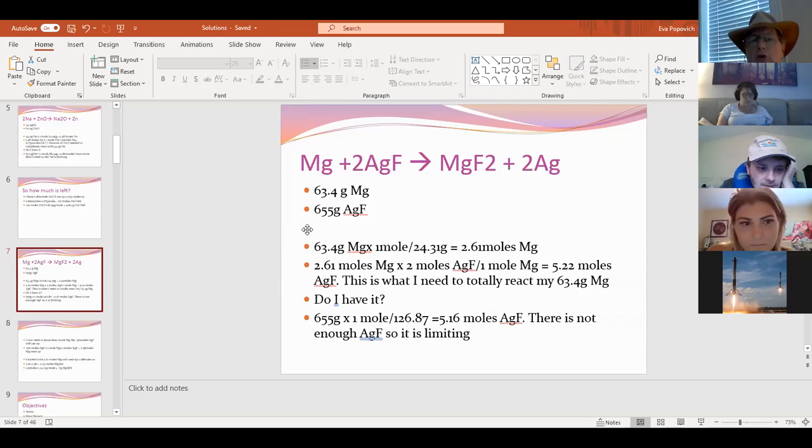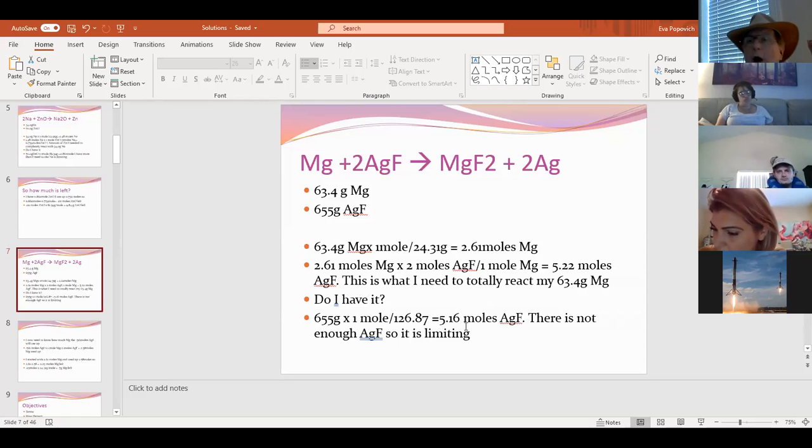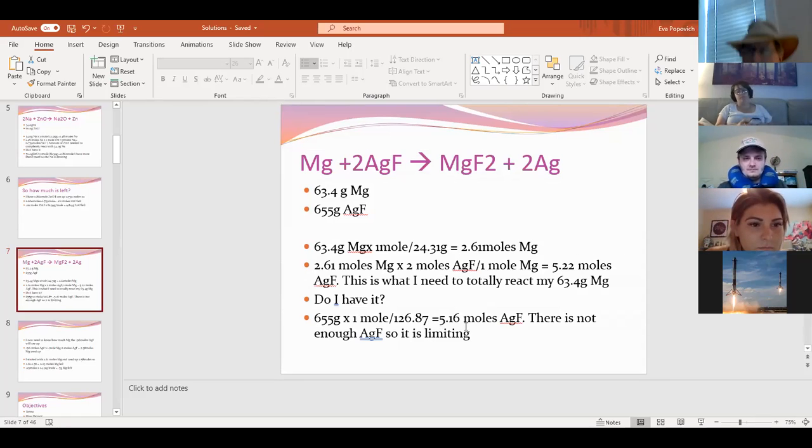I got to take my grams of silver fluoride, turn that into moles by multiplying it by 1 mole over the molecular weight, which is 126.87. This gives me 0.516 moles. If I have 63.4 grams of magnesium, I need 5.22 moles of silver fluoride. Do I have it? No, I don't. So silver fluoride is my limiting reagent.